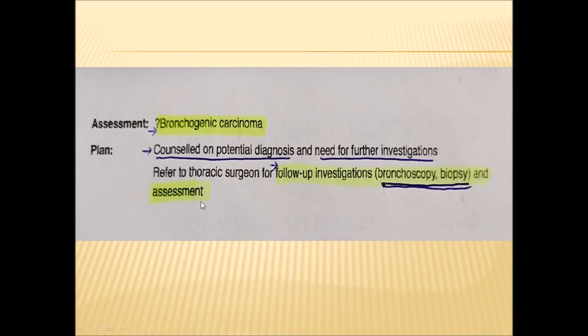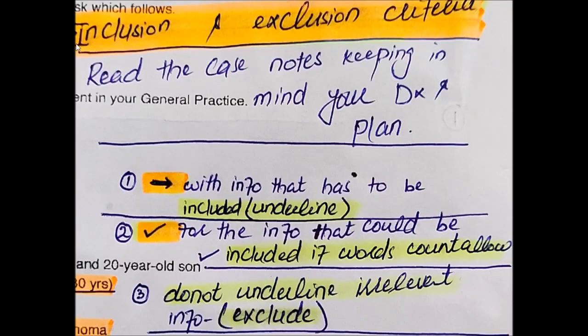So guys, first of all read the writing task, and then read the final assessment and the plan given just above the writing task. These definitely help you in writing your introductory paragraph. Okay guys, before reading, let's discuss inclusion and exclusion criteria. Keep in mind to read the case notes keeping in mind your diagnosis and the plan.